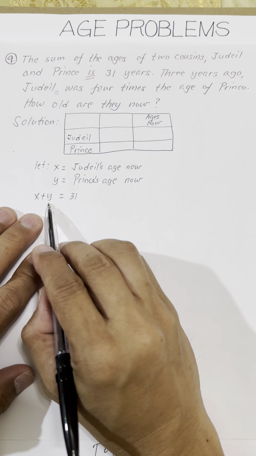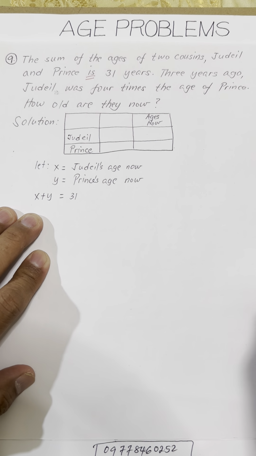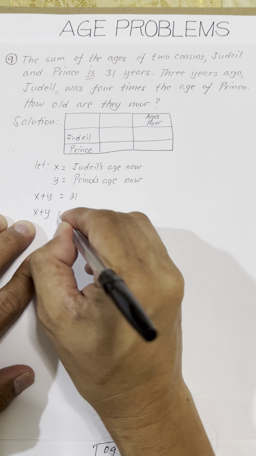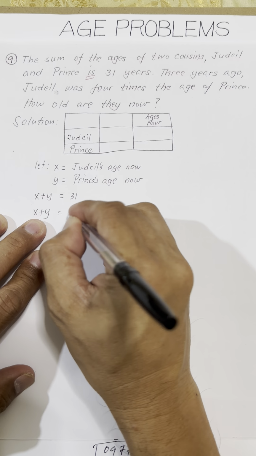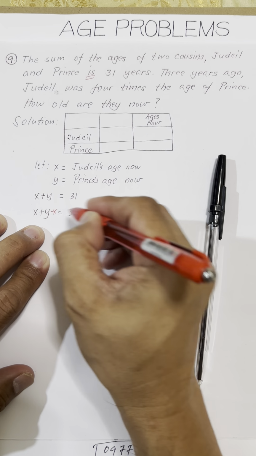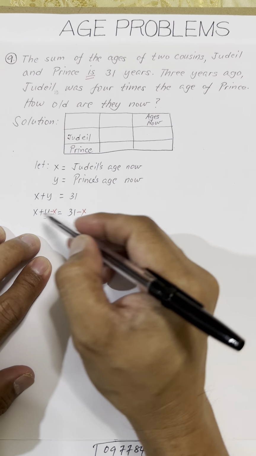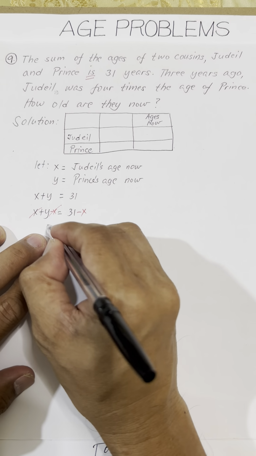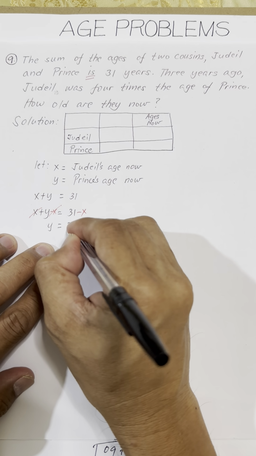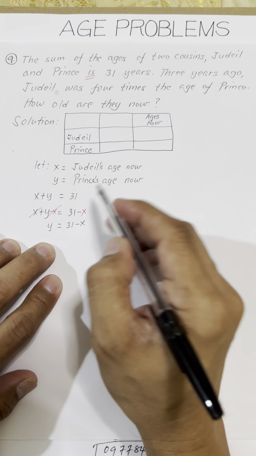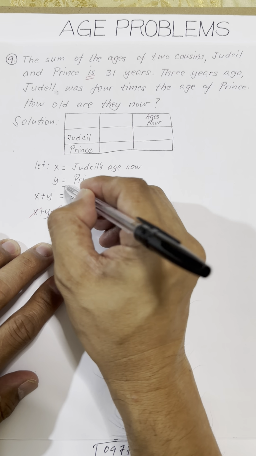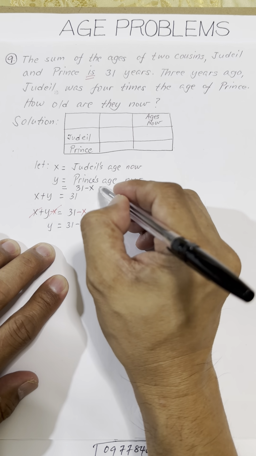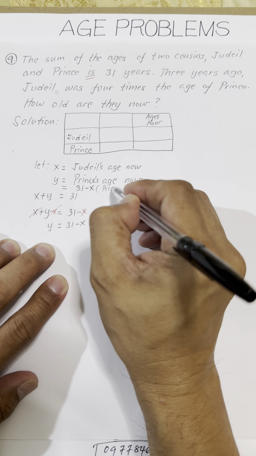Okay? So we can express Y in terms of X by subtracting both sides by X. The purpose is to express Y in terms of X. So we have positive X cancels with the negative X. So therefore, on the left side, we have Y equal to 31 minus X. So in other words, this age of Prince can be represented also as 31 minus X. This is Prince's age now.